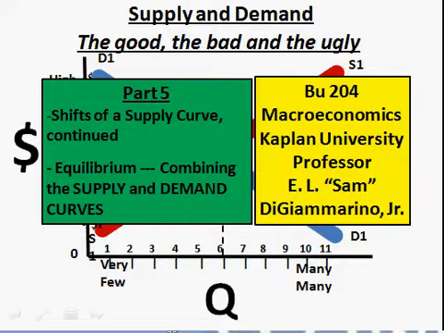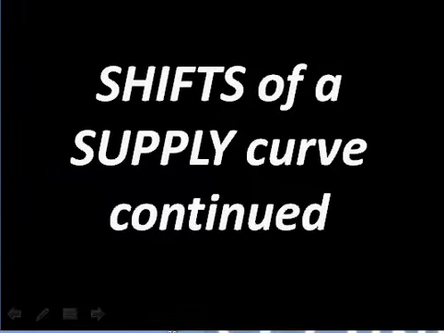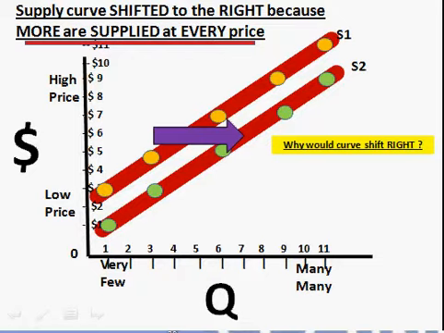Okay, ladies and gentlemen, here we are back with part 5, and we'll continue our discussion of the supply curve. Let's go ahead and go on to the next. We're talking about how the supply curve shifts. In the previous part, we talked about how it would shift to the left, where less would be supplied at every price. Now we'll look at how the supply curve would shift to the right, with more supplied at every price.